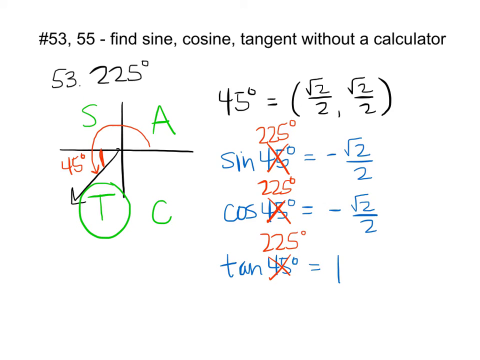Okay, so you're going to do the same thing with number 55. Draw your picture, identify what your reference angle is, write the ordered pair for that angle in your first quadrant, and then think about positives and negatives.